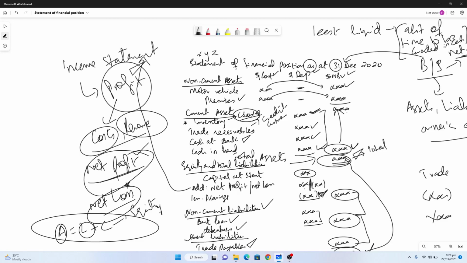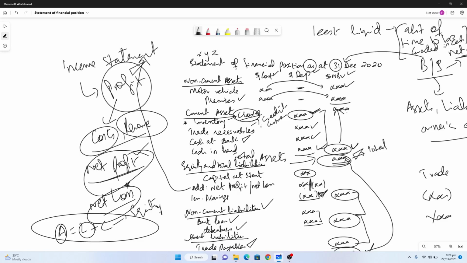Where do we find the closing inventory? We find the closing inventory outside the trial balance, that is in the additional information. Whenever the trial balance is given to you, in the additional information, the first point 99% of the time will be the inventory, and it will be written like this: inventory at 31st December 2020 was this many dollars, whatever the amount will be. You will directly copy that amount in the second column.